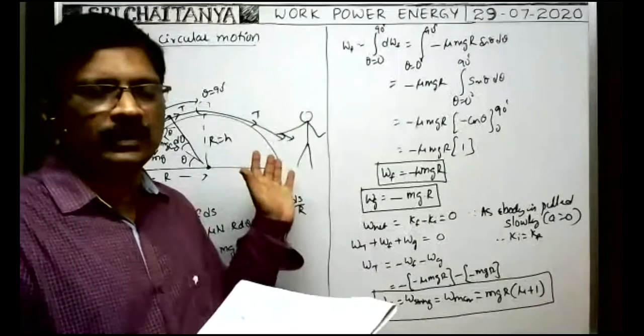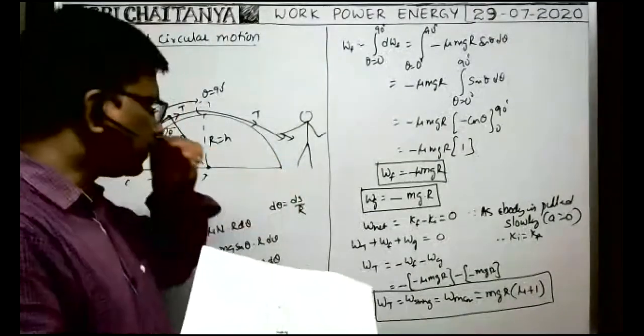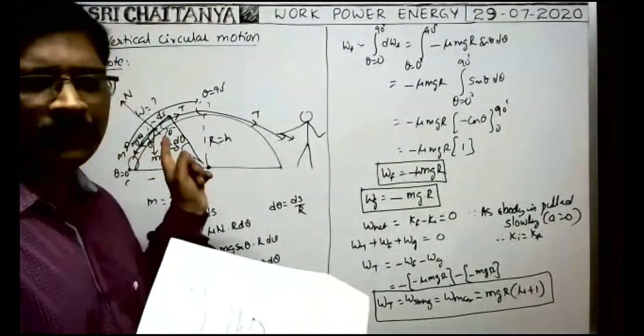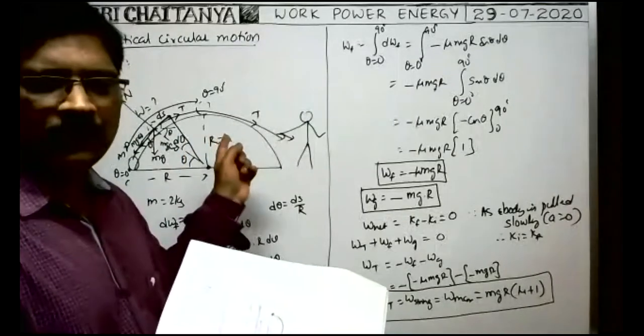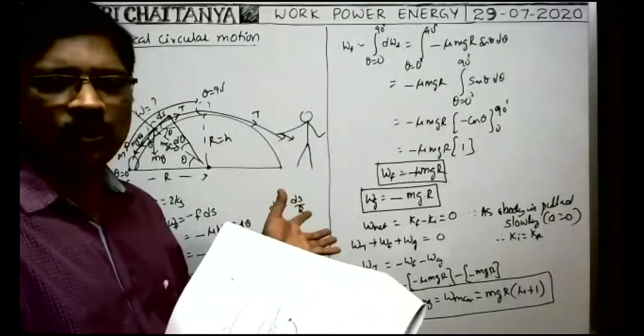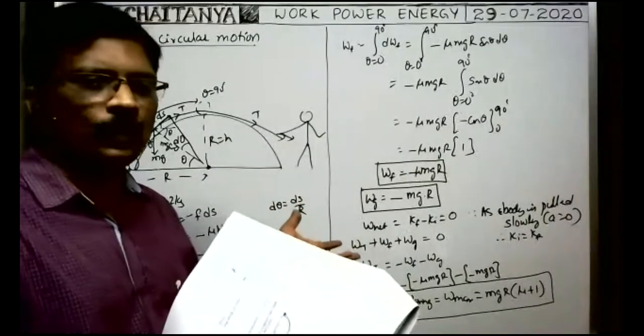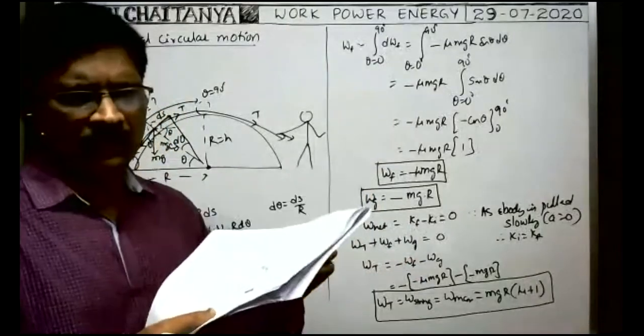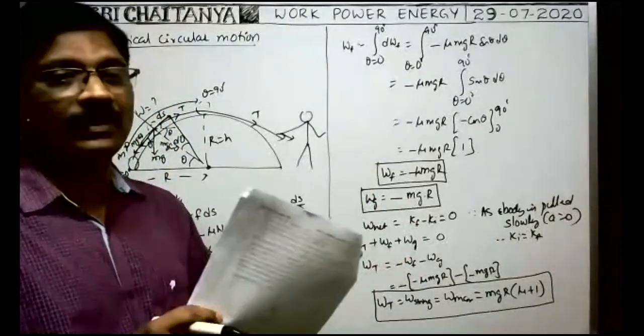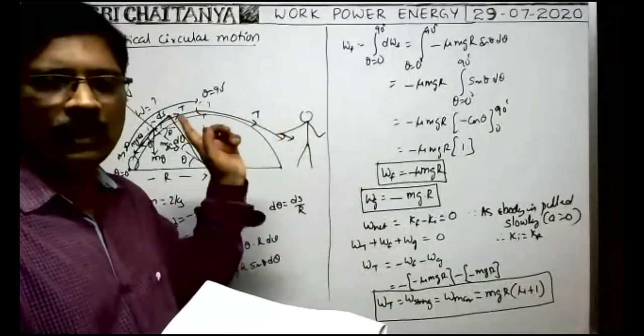Here in the system there is only one body, no? One body is there. The string does not control the motion of two bodies. If it controlled the motion of two bodies in the system, the net work done by tension on the system would be 0. But here only one body is there, no?